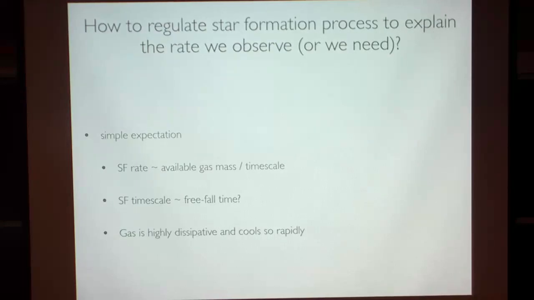So this is an interesting question. One reason is that it is actually quite different from what we can naively expect. We can write the star formation rate as a simple equation: the available total gas mass divided by some time scale. This star formation time scale may be the free fall time, or the gravitational time scale, when there is no significant support from other terms like thermal pressure or turbulence pressure, etc.